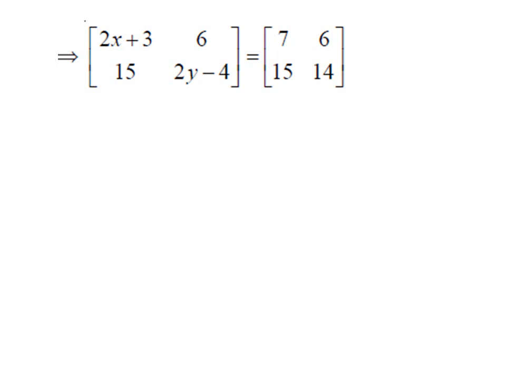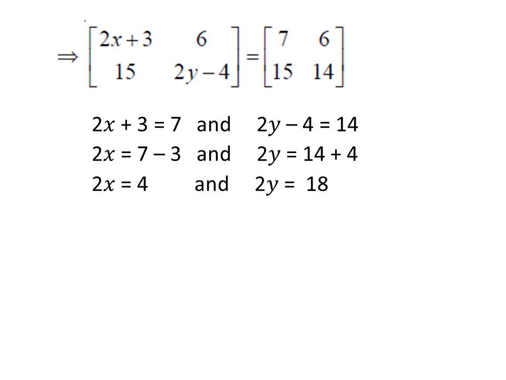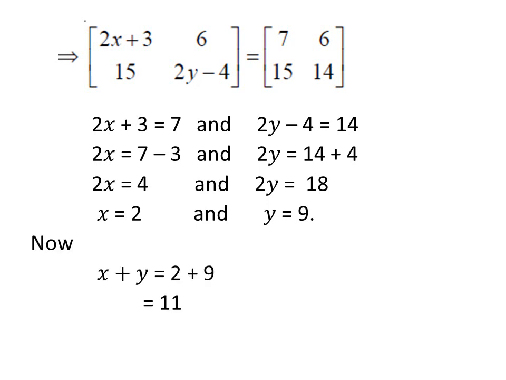Now, comparing the corresponding elements of equal matrices, we get 2X plus 3 equals to 7 and 2Y minus 4 equals to 14. Solving these two equations, we get X equals to 2 and Y equals to 9. We have to find X plus Y. Now, X plus Y equals to 2 plus 9 equals to 11.